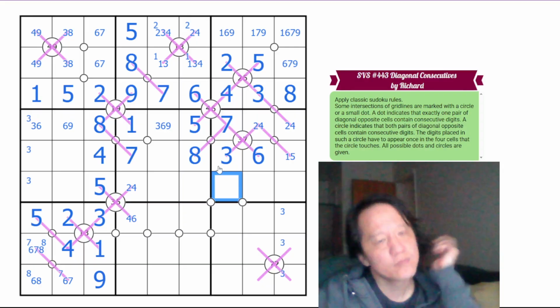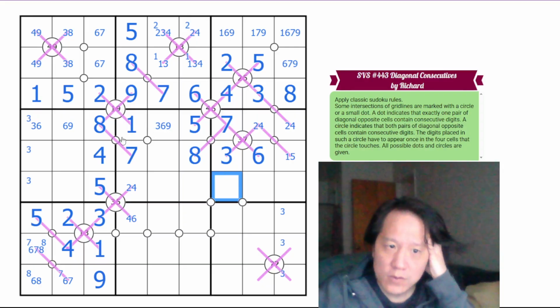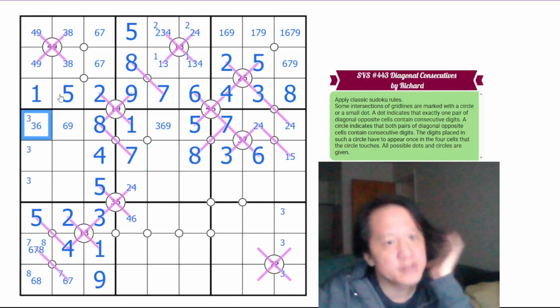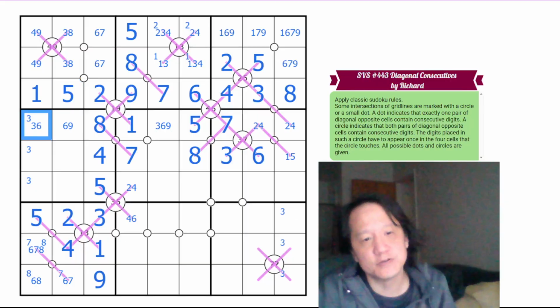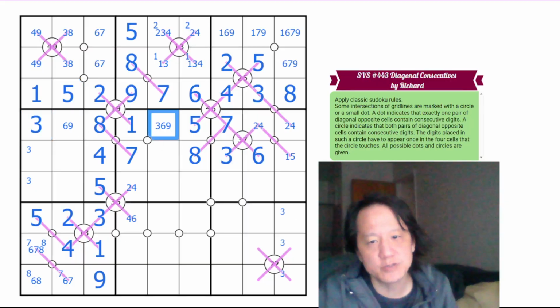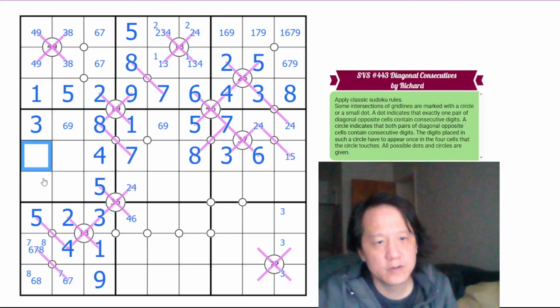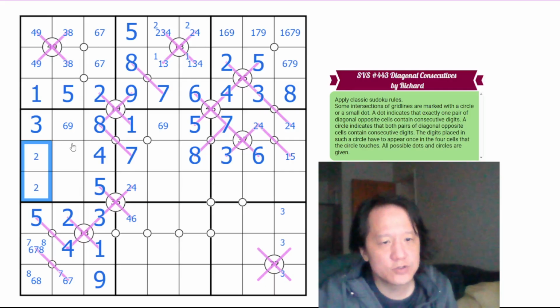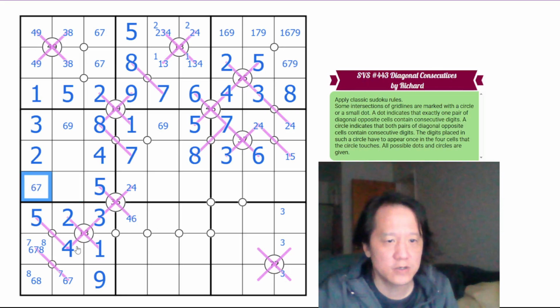Okay. This cannot be 6 because 5 and 6 are consecutive and there's no white dot there. So this is 3, which means this can't be 3 here. This can't be 3 here. We're guaranteed we need a 2. So we have a 2, a 6, 7, no 8. This can't be 6 or 7, so this must be 2, which means this can't be 2. This is 6 or 7 here.